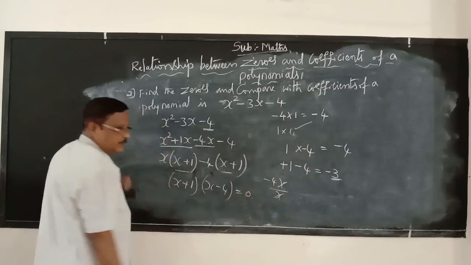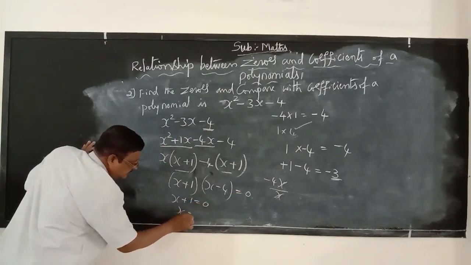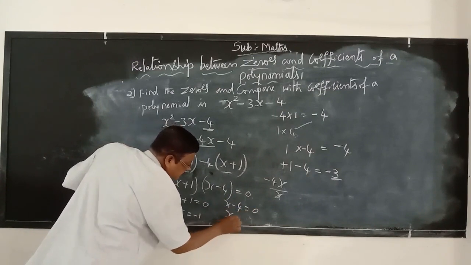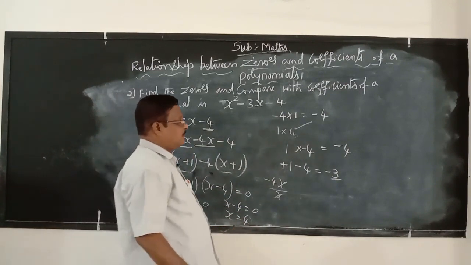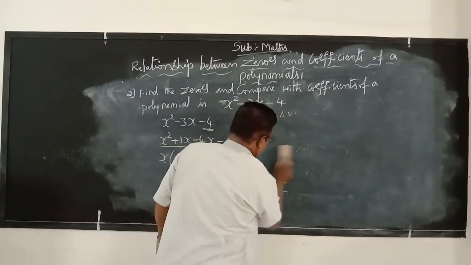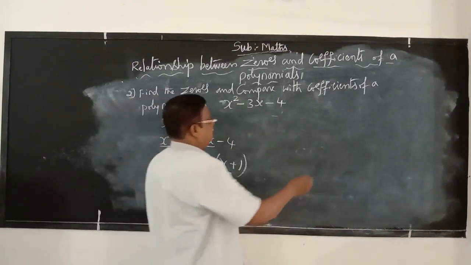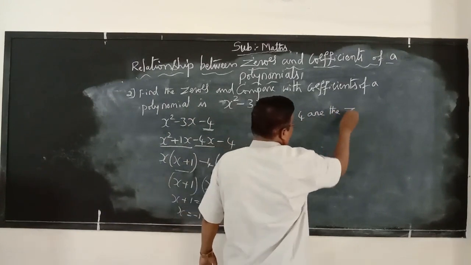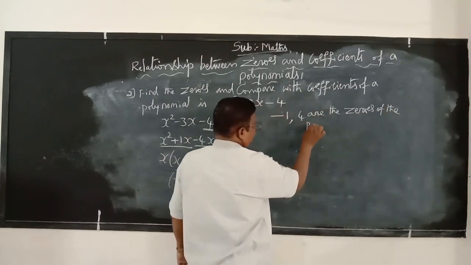These two equal to 0. It means x plus 1 is equal to 0 is nothing but x is equal to minus 1. Here x minus 4 is nothing but 0. X is equal to 4. These two are the zeros. Therefore, minus 1 and 4 are the zeros of the polynomial.